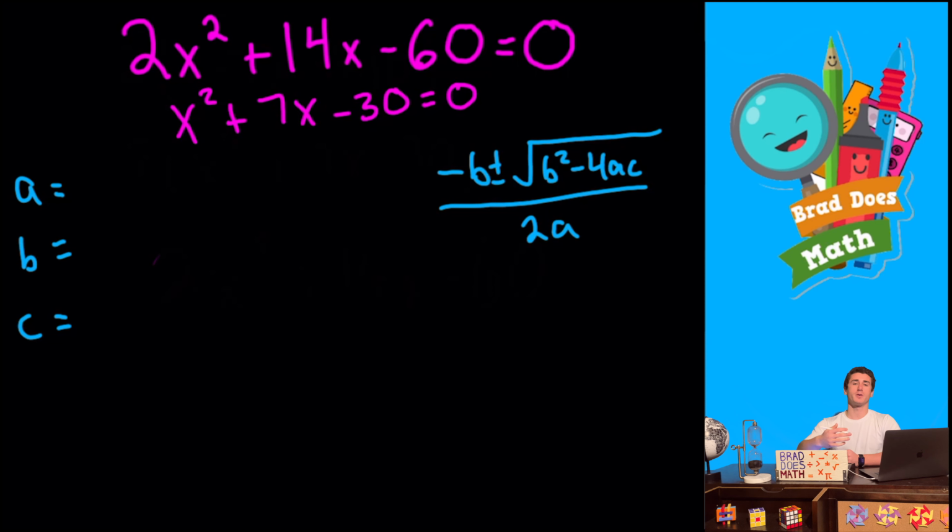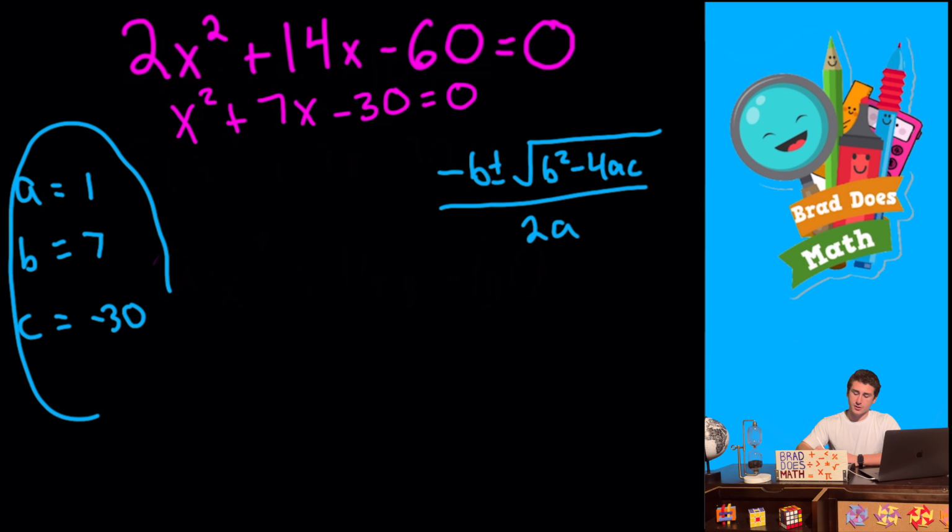Instead of dealing with those bigger numbers, I'm dealing with the smaller ones now. And now I know that my A, once again, is 1, which is the easiest A to work with. B is going to be 7, and C is going to be negative 30. Cool. And I will plug that into the quadratic formula. And just so you know, this doesn't affect your answer at all. If you reduce A, B, and C, you still get the same answers you would have gotten for the original equation, just in a little bit less time because you're dealing with smaller numbers.